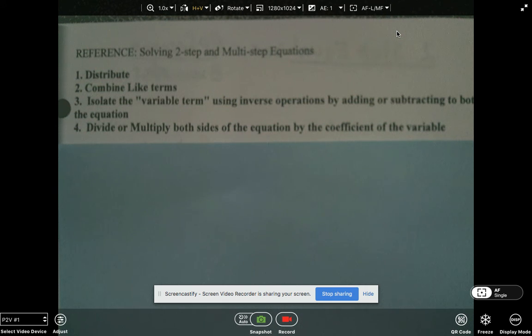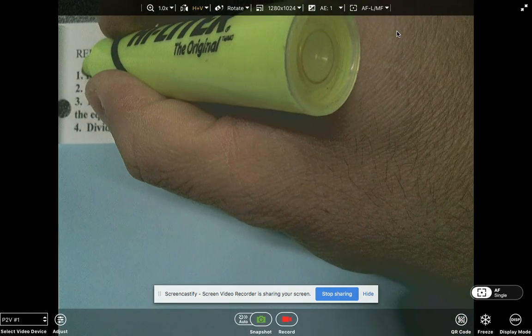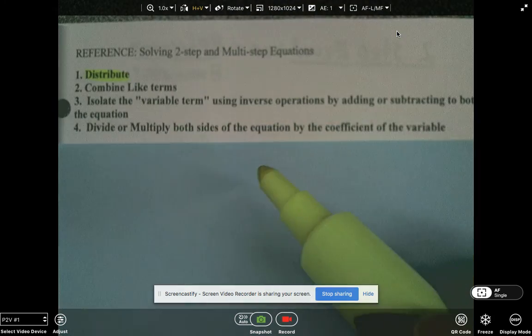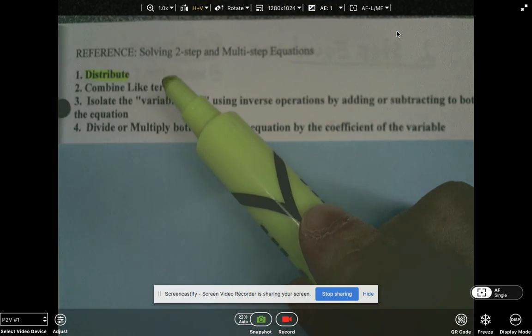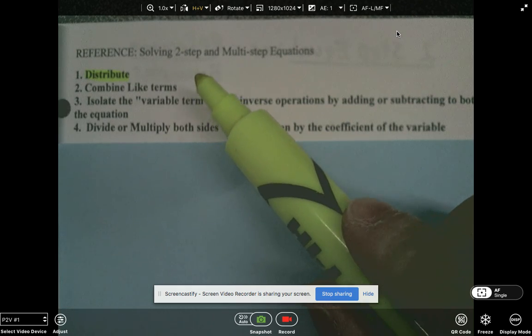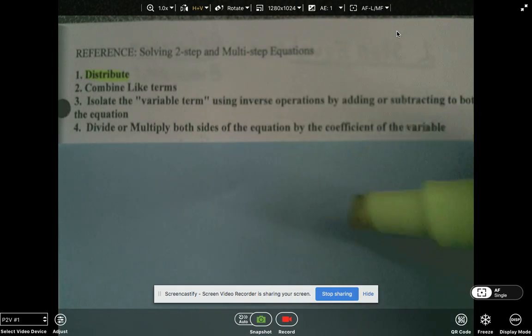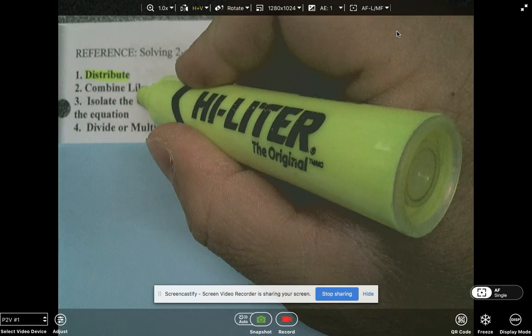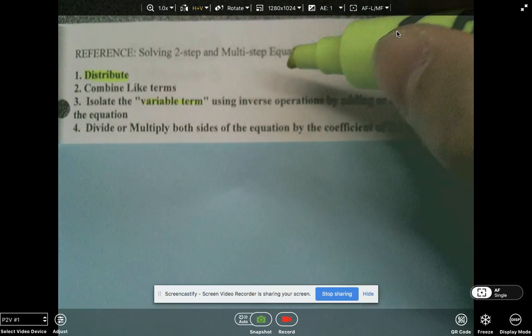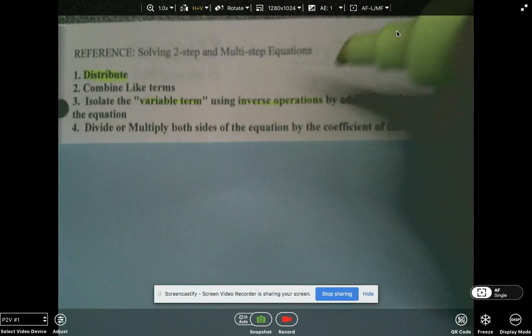All right, in today's video reference, we're going to learn how to solve two-step and multi-step equations. Similar to 7th grade, first thing you're always going to do is distribute. If you see that first, then you'll combine your like terms, which are your variable terms and constant terms. And then basically you're going to try to get the variable by itself by doing inverse operations.